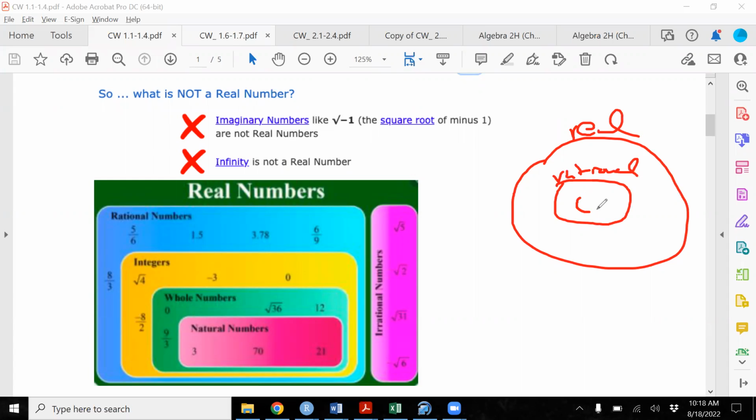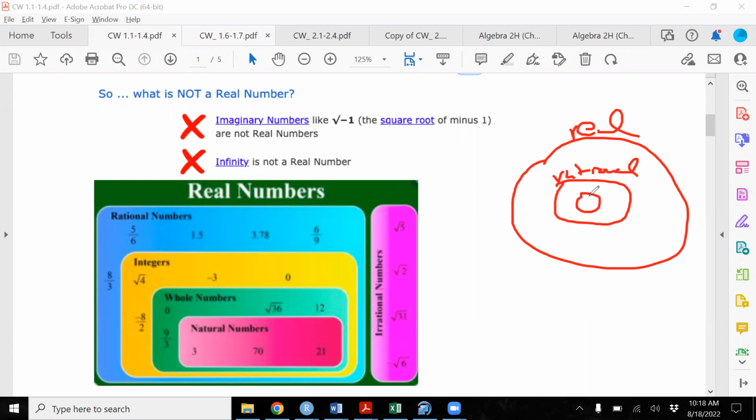And then you have the integers inside that and so forth. Think of it this way: we're in the state of California. California's got a bunch of counties. A county's got a bunch of cities, right? So we're in California. What's our county? San Mateo. What city are we in right now? Atherton. So you think of it that way.